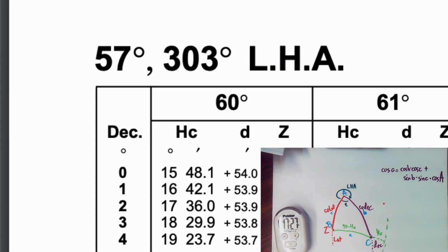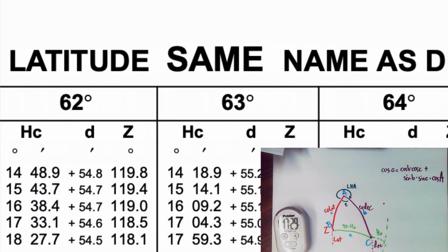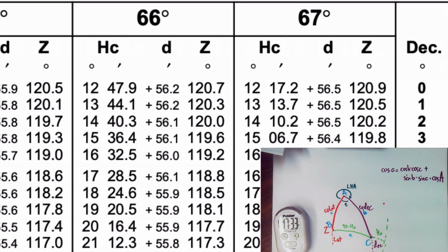Regarding the actual table, we have declination running down the side, and declination goes between 0 and 90. And then we have h sub c, which is the elevation calculated, and then little d, which is the differential or the delta, and then z, which is going to be related to our azimuth. So I'm going to have those columns as well.